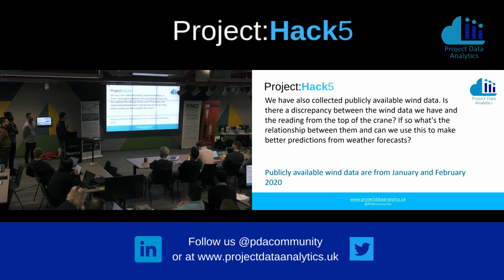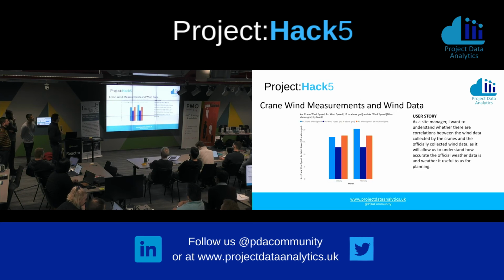So that's 22,000 rows, whereas this was about a couple of thousand. So quite a big difference in the amount of data that you had. So crane wind measurements and wind data. As a site manager, I want to understand whether there are correlations between wind data collected by cranes and the officially collected wind data, as it will allow us to understand how accurate the official weather data is and whether it is useful to us for planning.